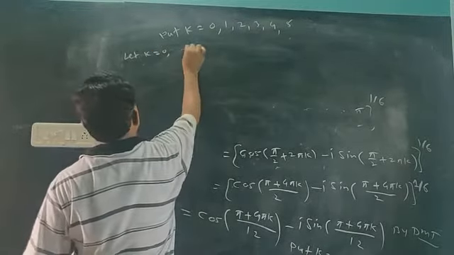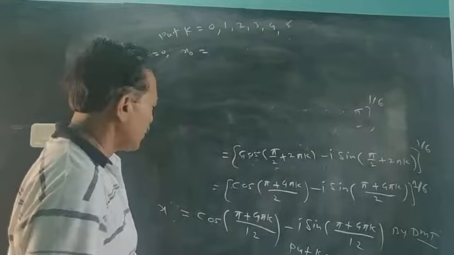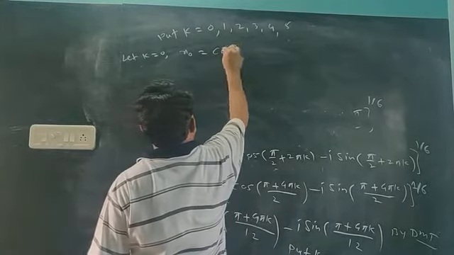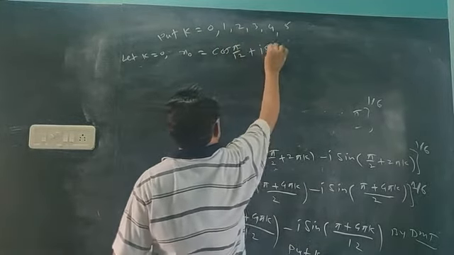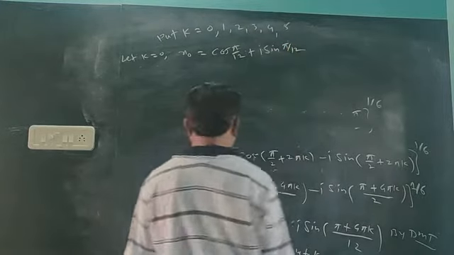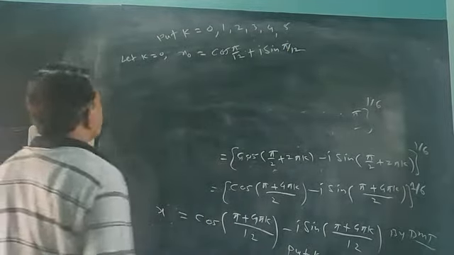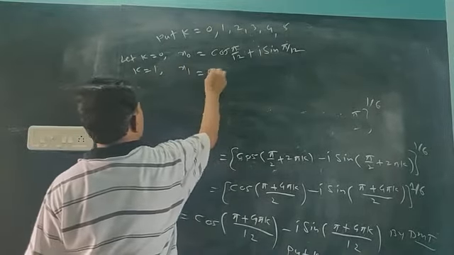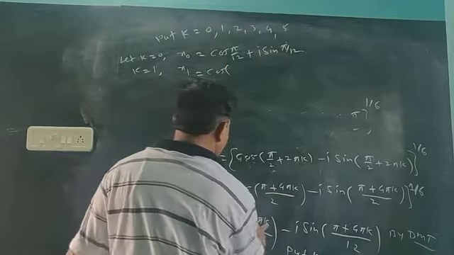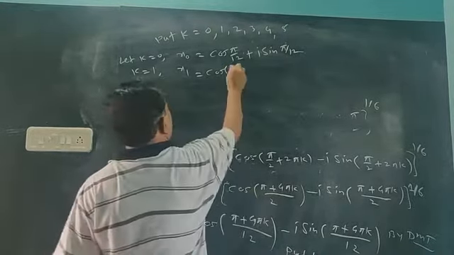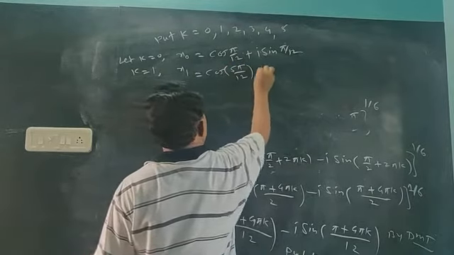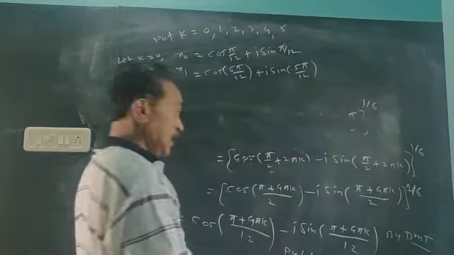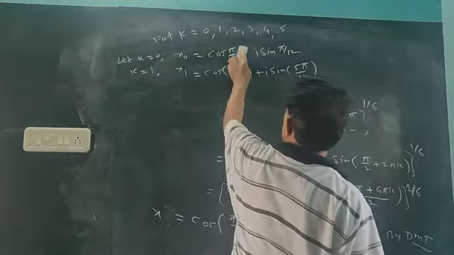So first value, suppose f0, k equal to 0. This term will be pi by 12: cos of pi by 12 plus I sin pi by 12. Then k equal to 1, x1: cos of k equal to 1 means 4 pi plus 1, 5 pi by 12, I sin 5 pi by 12. Sorry, not plus, it is minus there.